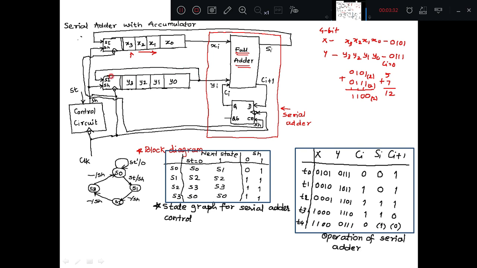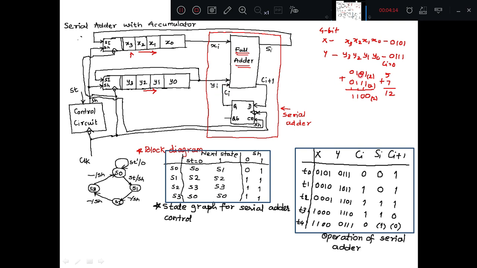Similarly, the y value you are shifting. Initially y0 is available. When you perform shift, y0 you are storing in the MSB position, y3, so it will be y0, y3, y2 and y1. Now x1 and y1 are available at the second iteration. In the first iteration, if carry is generated, that is passed through this delay flip-flop as carry in. So in this example, when you add 1 plus 1, sum is 0, that is stored in x3, and the carry generated will be available for the next iteration as 1.